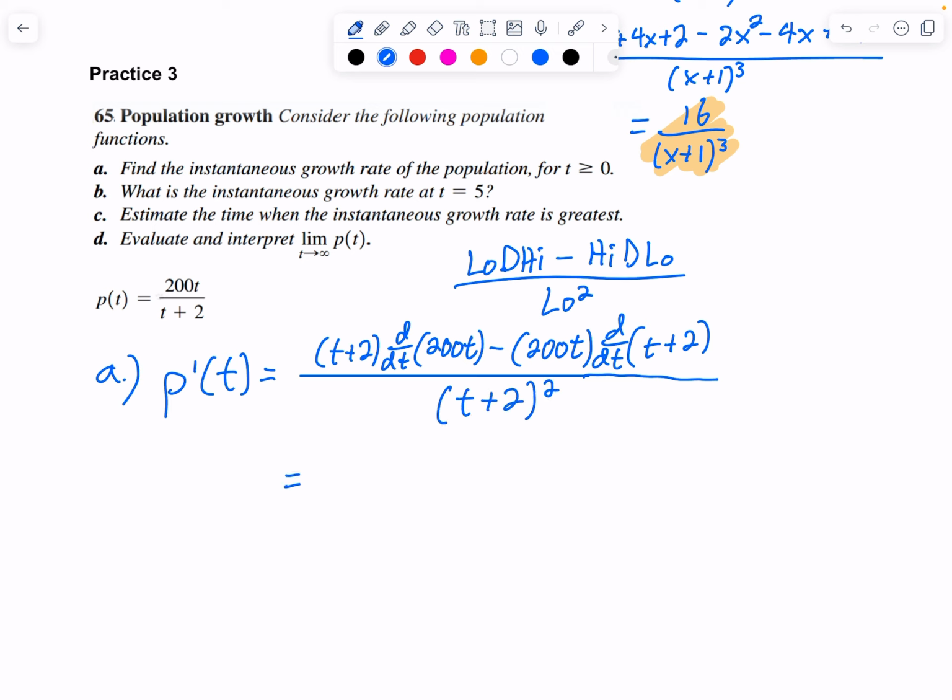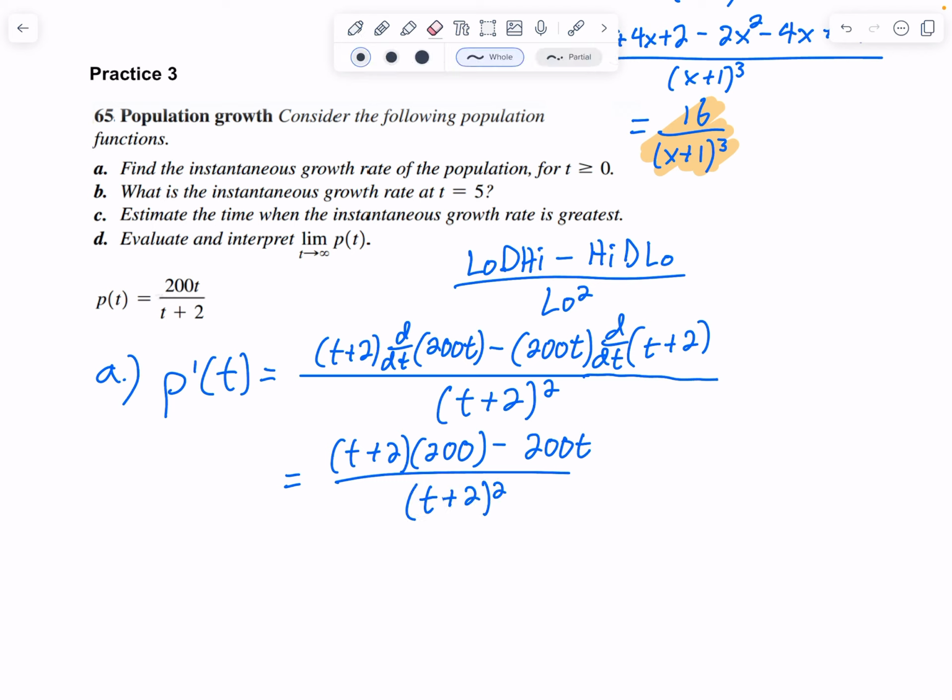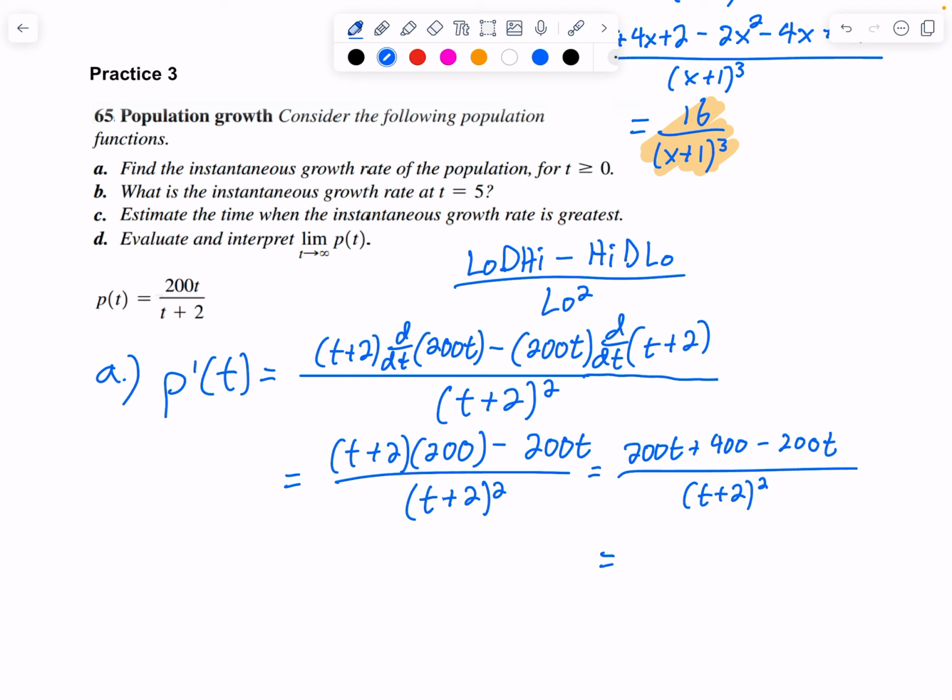All right, so I work this out now. t plus 2 stays. The derivative of 200t is just 200, minus 200t, and that's just going to be times 1, so I'm going to leave it like that, over t plus 2 squared. And I'm going to actually multiply this out because it's going to simplify for us. So we get 200t plus 400 minus 200t all over t plus 2 squared. And that's going to end up being 400 over t plus 2 squared. So that is the instantaneous growth at any t.